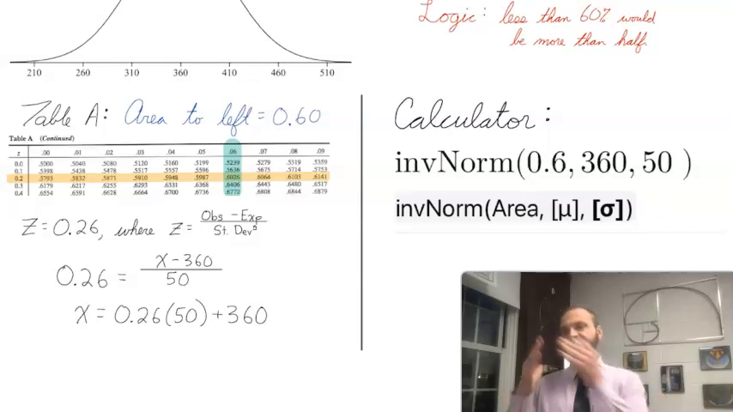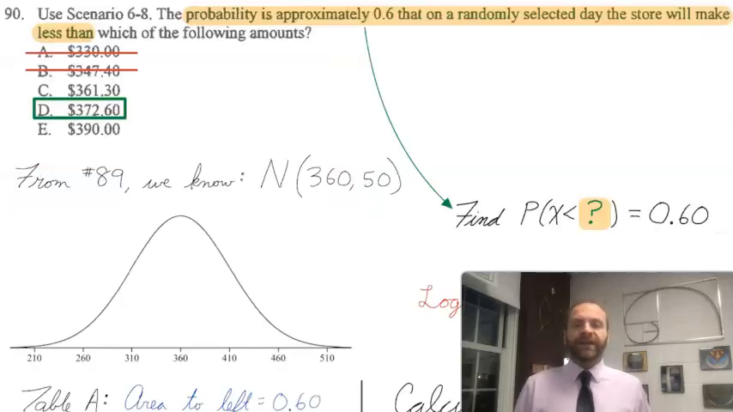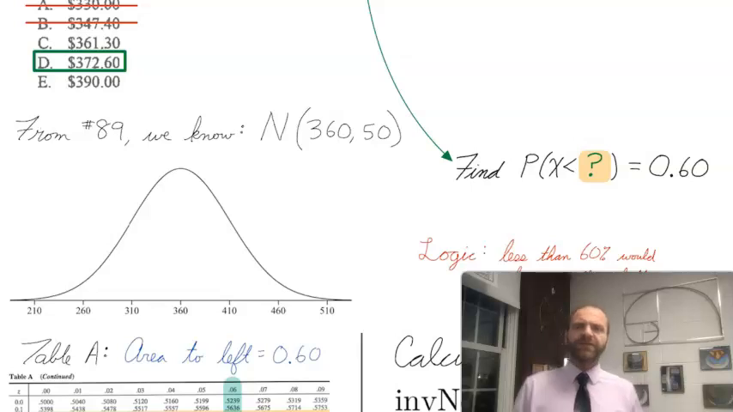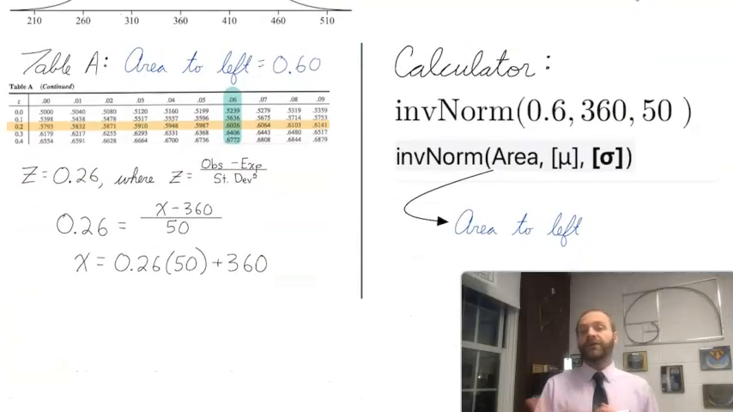So my calculator also says, hey, I want to do the inverse. You're working inside the table and going out if we're doing Table A, so inverse norm is going to say, give me the probability and I'll tell you that you're looking at this observation. So we type that in, area to the left, and that's going to give us our answer. Our answer in this case is $372.60. That's the value we're looking at. So I can either use Table A or I can use my calculator.